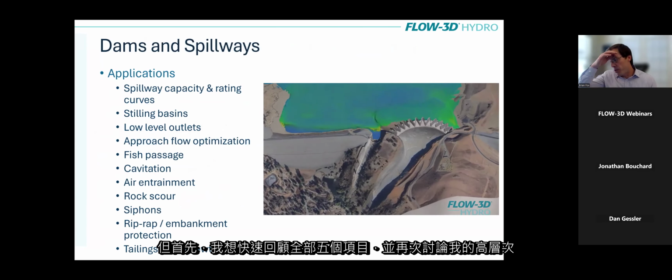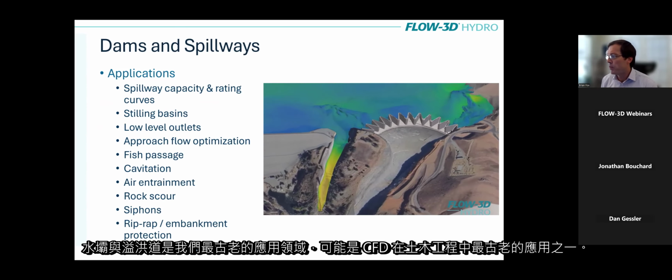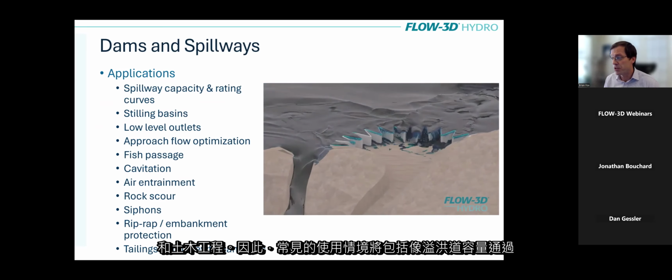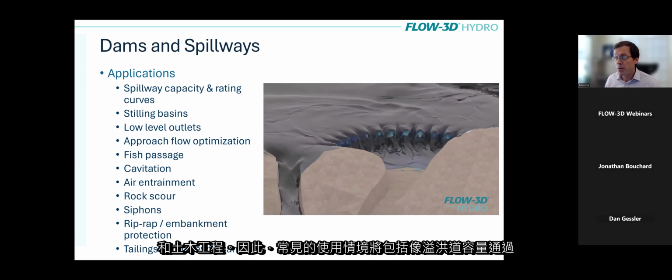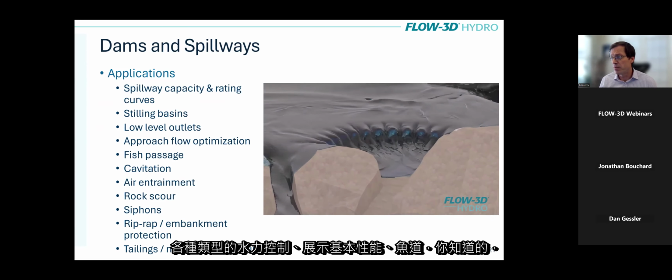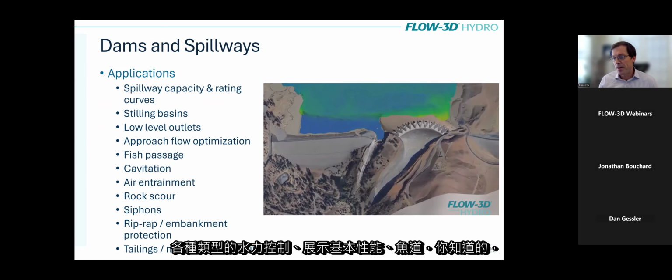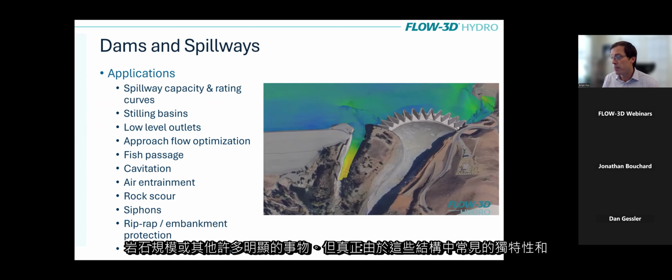But first, just kind of going through all five of these, and again, talking about them from a high level. Dams and spillways is our oldest application area, probably one of the oldest ones for CFD and civil engineering. So common use cases are going to include things like spillway capacity through various types of hydraulic controls, stilling basin performance, fish passage, rock scour, among many other things, obviously.